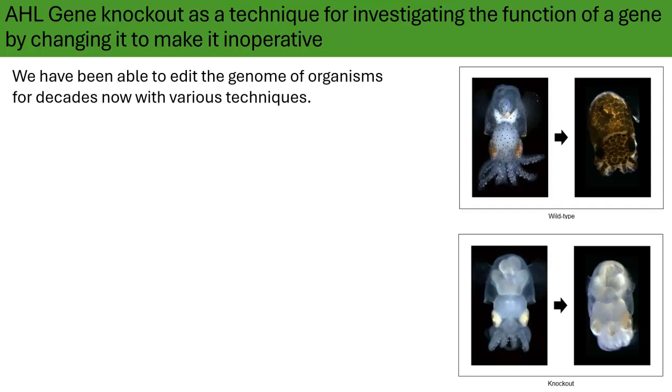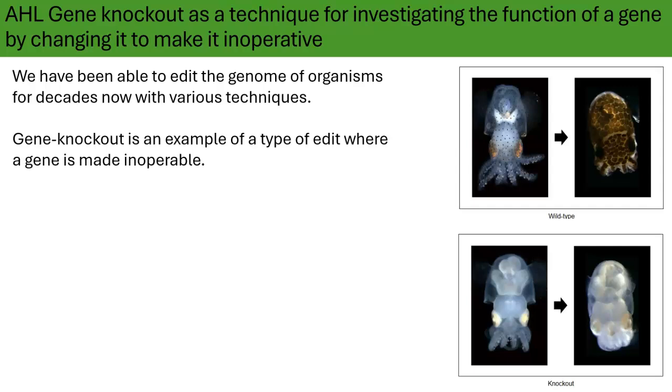Now we have way more advanced techniques, which we'll bring up on the next slide. But one example that the syllabus brings up here is what we call gene knockout. Basically, this is a type of genetic modification to an organism where a gene is made inoperable or knocked out. Typically, an organism that carries the original version of the gene is called a wild type or WT, whereas an organism that carries a knockout version is called a knockout.